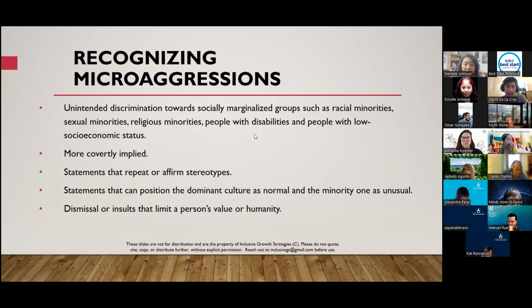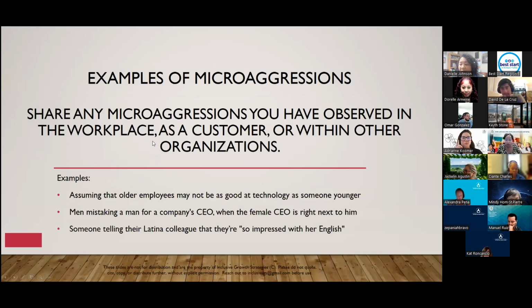If you're worried about how you look, how you might not fit in, or you might not be the homogenous person in the space, right? You might be the person that sticks out as a sore thumb. How are we handling these microaggressions? Some examples of that may be men mistaking another man for the company CEO when the female CEO is right next to them. And that's happened to me, where they're like, oh, you're the executive director? Yes, I am. Right? So how are we being mindful?